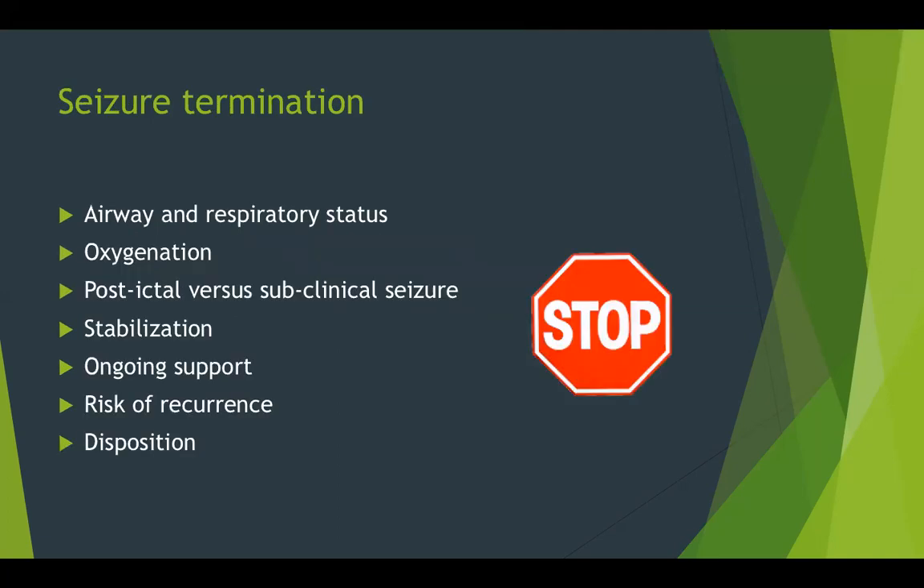So when the seizure has stopped, then what you have to do basically is take a note of the airway and the respiratory status and oxygenation like we just talked about. You have to also make a decision on whether or not this patient is postictal, or they just stopped having visible tonic-clonic seizures, but they're still having what we call subclinical seizures or electrical seizures, which unless you have an EEG monitor, it's hard to say.